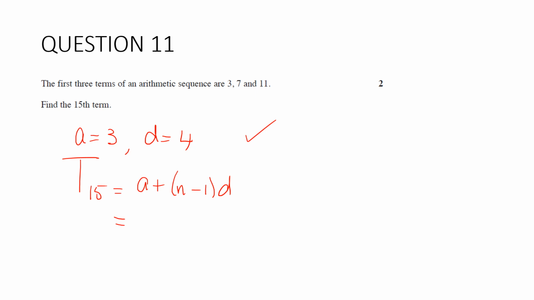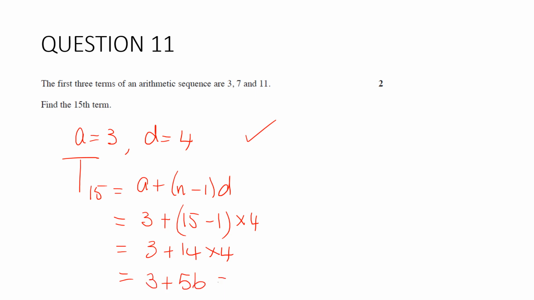Substituting in we get 3 plus (15 take 1) multiplied by 4. So 3 plus 14 times 4. 14 times 4 is 56, plus 3 is 59. And the second mark would have been here, so substitution into the correct formula.